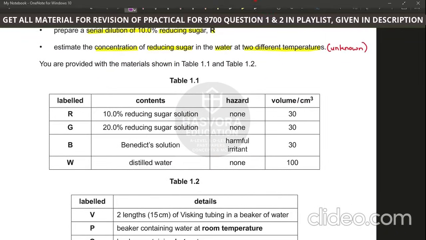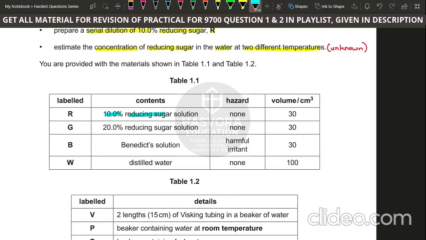So now the examiner is saying that you are provided with the material shown in table 1.1. So the solution R is 10% reducing sugar solution, and the solution G is 20% reducing sugar solution. Then you have the Benedict solution, probably for the test you have to perform. You have to check the time taken for the color change, and then you have the distilled water. It is for filling the outside of the whisking tubing so that diffusion can occur.